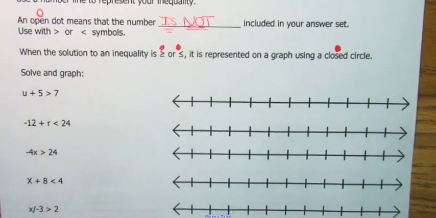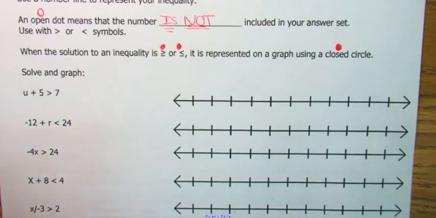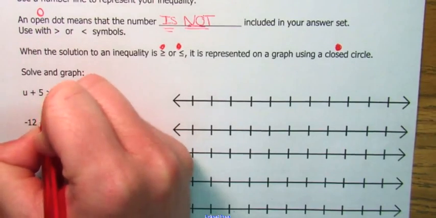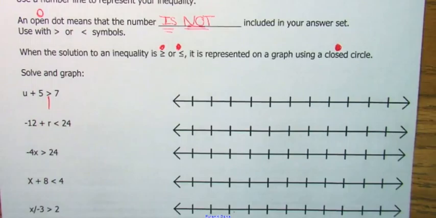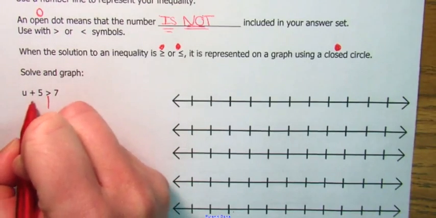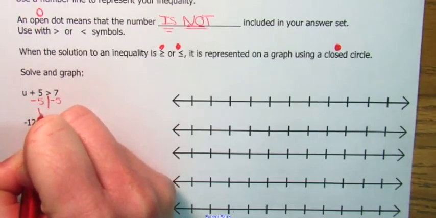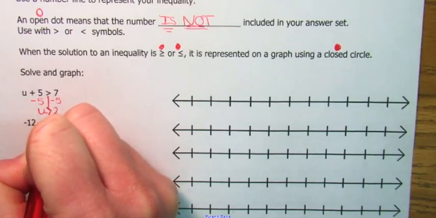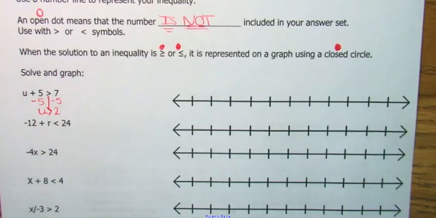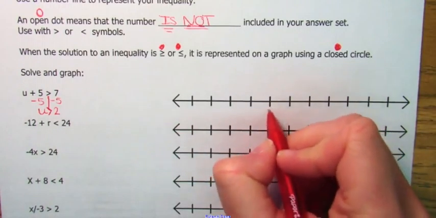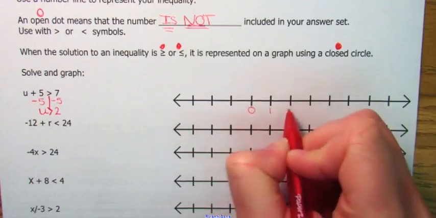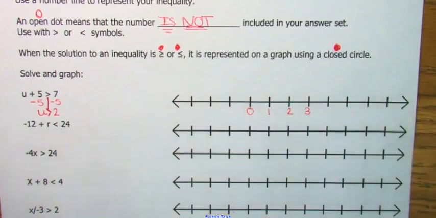So, solving and graphing. Let's look at the first one. We're going to solve for u first. u plus 5 is greater than 7. We would do the inverse, so we would do minus 5 on both sides. Then we get u is greater than 2. I also need to be able to graph this. I know I gave you lots of numbers. I'm just going to put some numbers that are around 2, maybe 0, 1, 2, and 3.